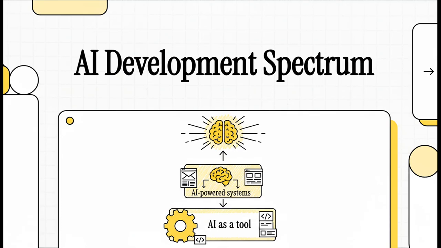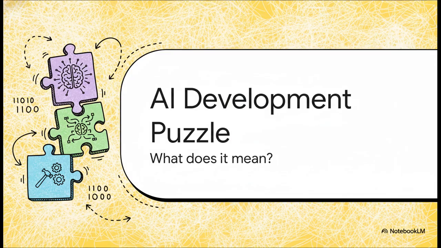So you hear the term AI development thrown around all the time, right? But what does that actually mean? It's kind of become this giant buzzword, and honestly, it can be pretty confusing. Well, in the next few minutes, we're going to give you a super simple framework that's going to make it all click. Yeah, let's think of it like a puzzle.